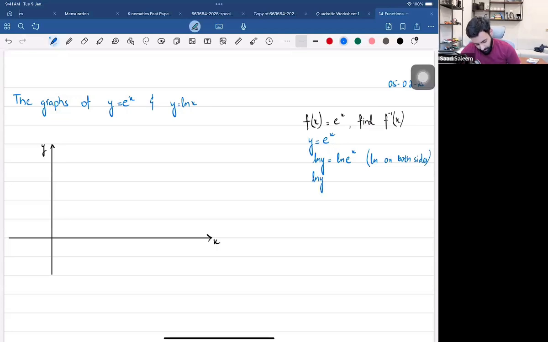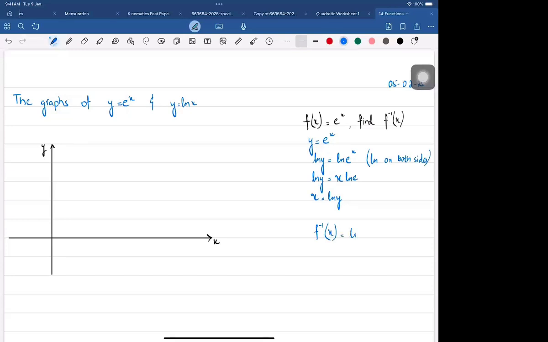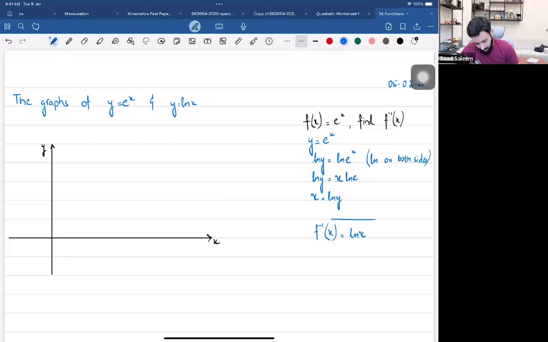So ln y equals x ln e. As we know, ln e is equal to 1. So let's write this nicely: x equals ln y. So we have successfully made x the subject. Now the final step, that is f inverse of x. We replace x with f inverse, and we replace y with x. So f inverse of x equals ln x.